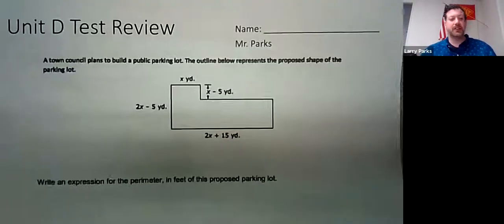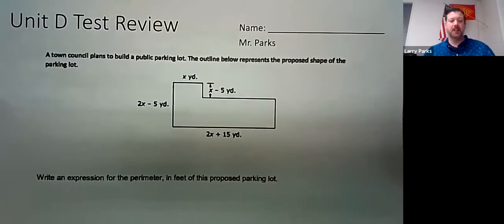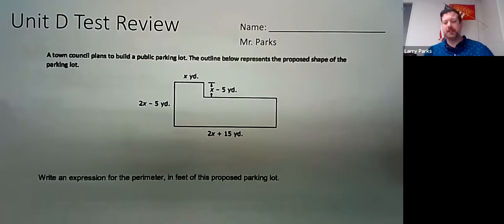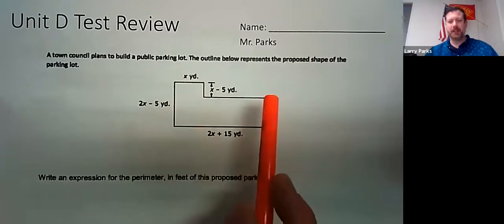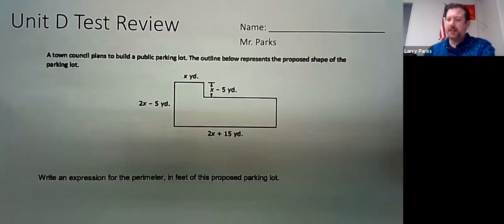So let's go through this real fast, or as fast as we can, I guess. So in some of these problems you've seen before, I did that on purpose. Should get the same answer as before. So a town council plans to build a parking lot. They wanted to make the parking lot look like this. Write an expression for the perimeter. Okay, and so there's many different ways. I'm just going to show you the easiest way.